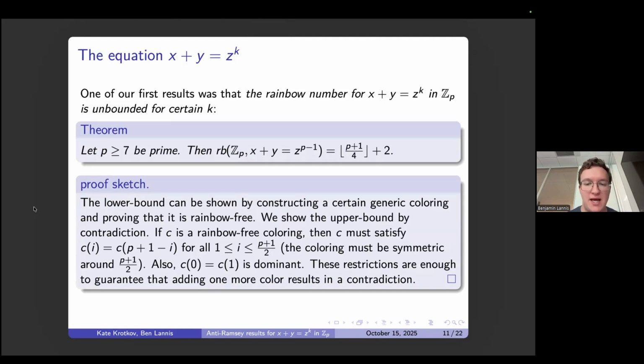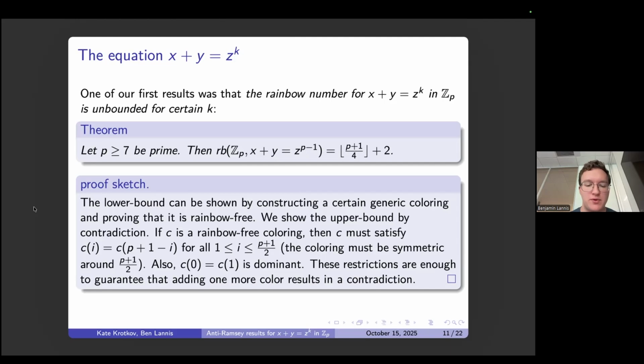In order to show the upper bound of this equality, we proceed by contradiction. So this means we'll suppose that we have a rainbow-free coloring C, and suppose that C is using the number of colors on the right-hand side of the equation. Then it's possible to show that C must satisfy the symmetry condition, which is that the color of i has to be equal to the color of p plus 1 minus i for all i up to (p plus 1) over 2. And this is really just a fancy way of saying that the coloring must be symmetric around (p plus 1) over 2. It's also possible to show that the color of 0 has to be the same as the color of 1, and this color has to be dominating.